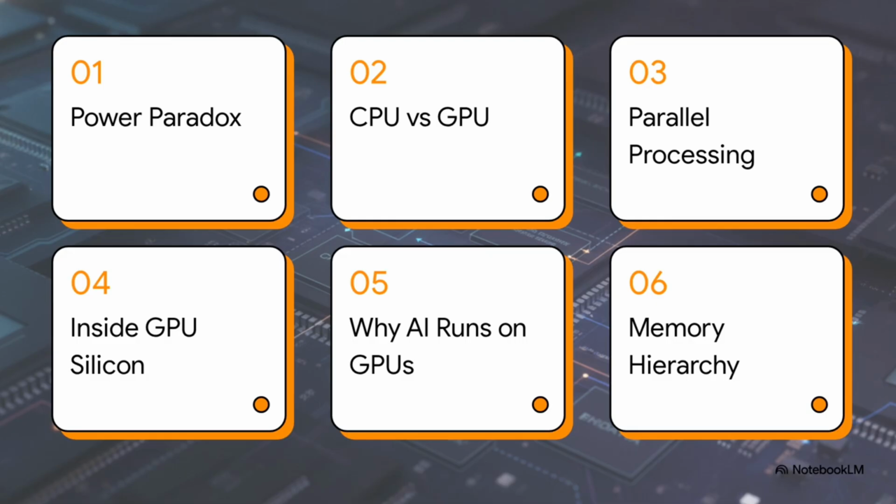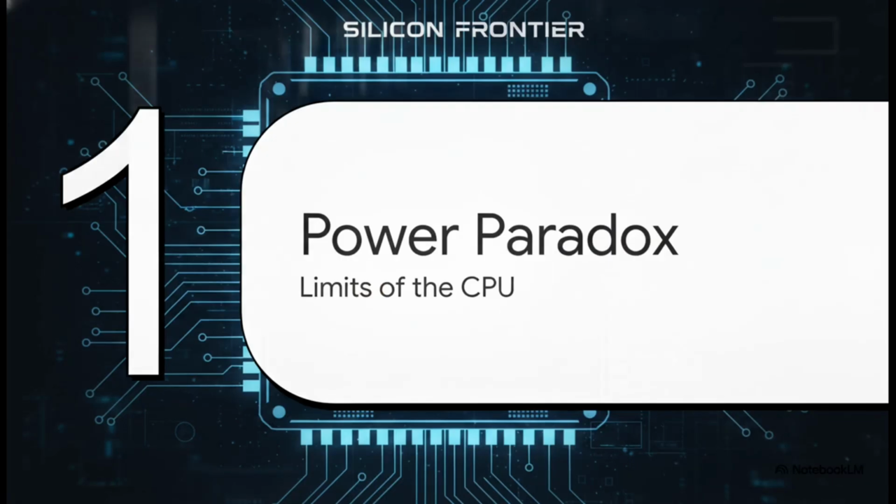First, we'll look at the processing power paradox. Then, we'll compare CPU and GPU architectures. After that, we'll talk about mastering parallel processing. Dive deep inside the GPU silicon, see exactly why AI runs on GPUs, and finally, unpack the memory hierarchy bottleneck. All right, let's jump right into part 1, the processing power paradox, and the limits of the CPU.